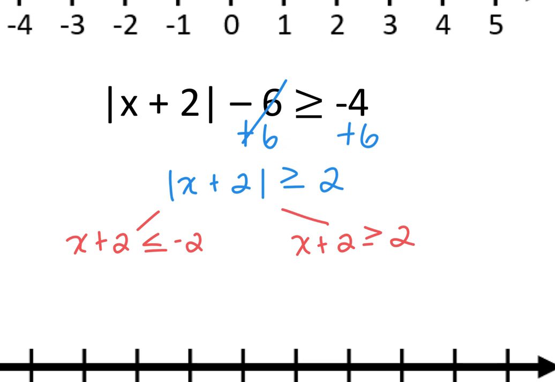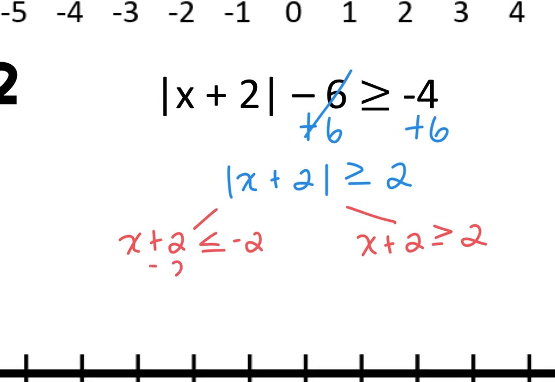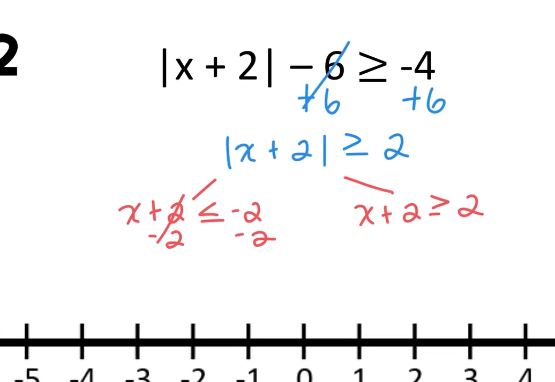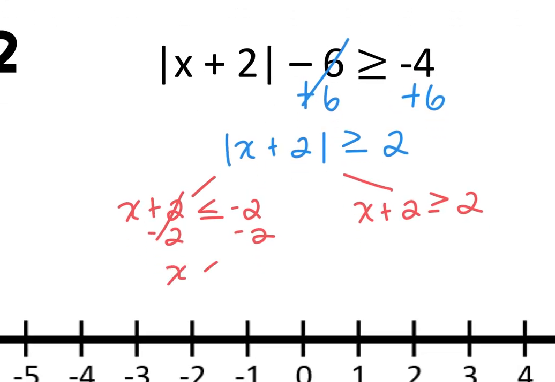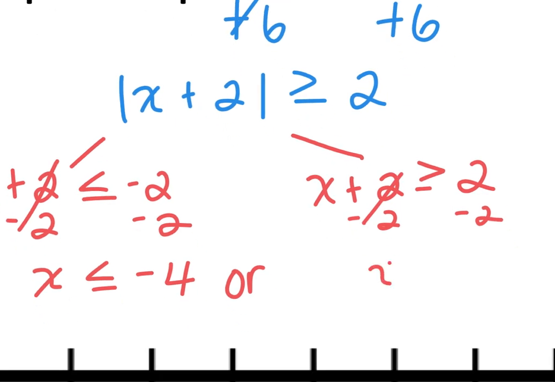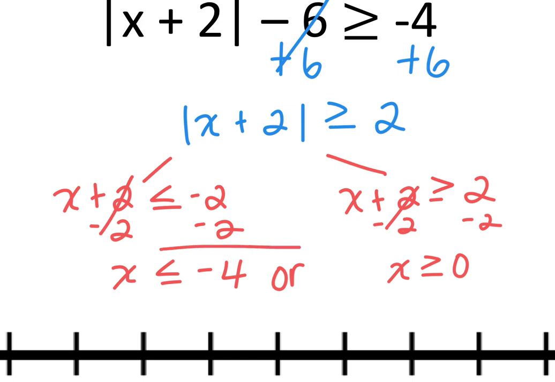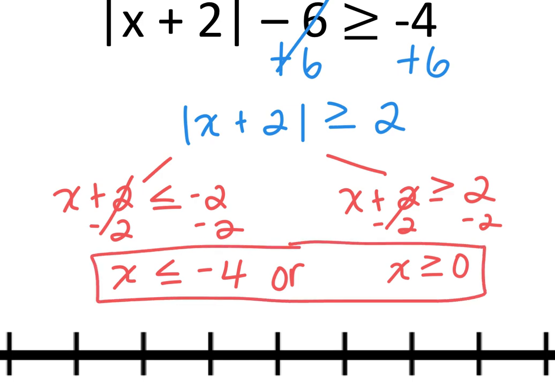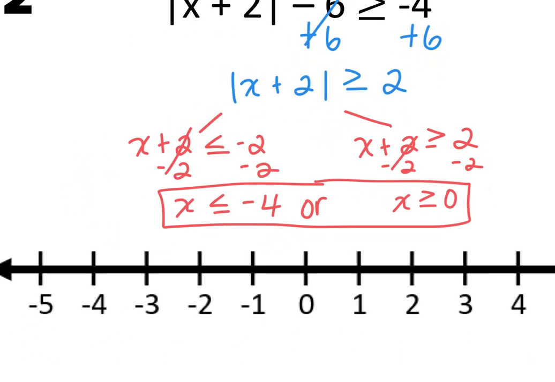Now that I have the 2 cases, I just solve, so I'm just going to subtract the 2. So this is x is going to be less than or equal to negative 4, because negative 2 minus 2 is negative 4. Or when I subtract the 2 from the positive case, I get x is going to be greater than or equal to 0. So there is your solution.